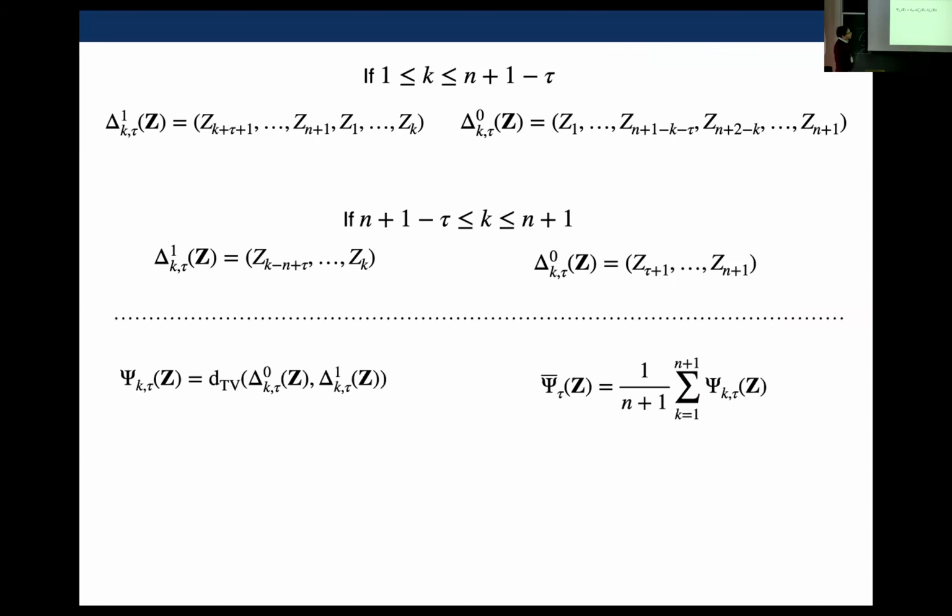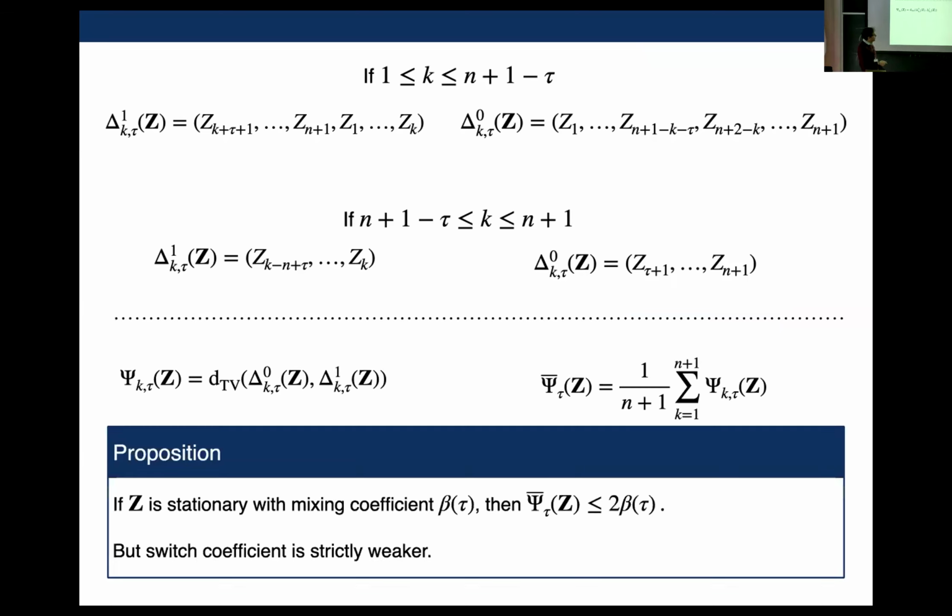And here's our new coefficient. It's something we call the switch coefficient, psi for switch, which is the TV distance between delta 0 and delta 1 at any given k. And our notion of the switch coefficient on average is going to be the averaged switch coefficients over all k. So you fix a tau, that's going to give you some measure of deviation from exchangeability. For an exchangeable sequence, you can actually verify that that's 0 for every tau.